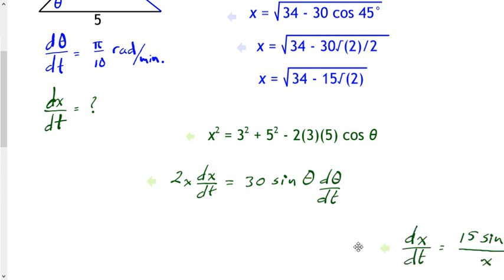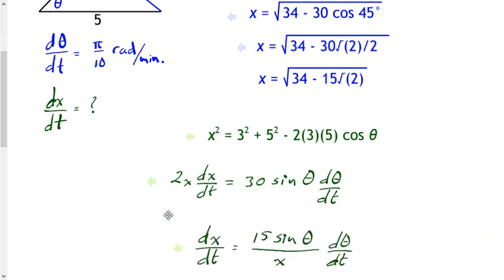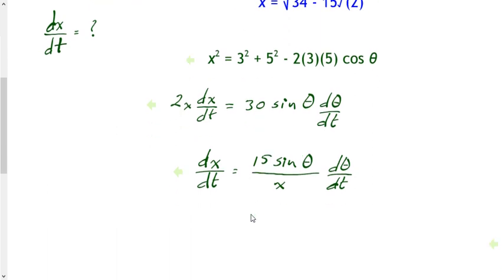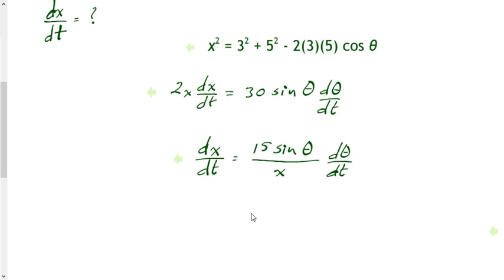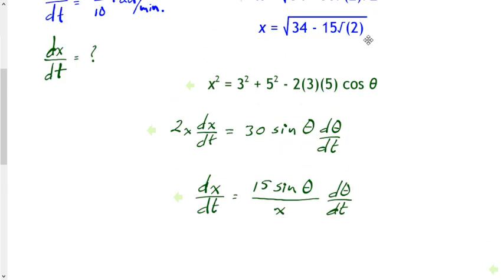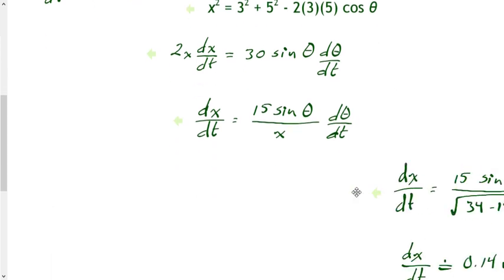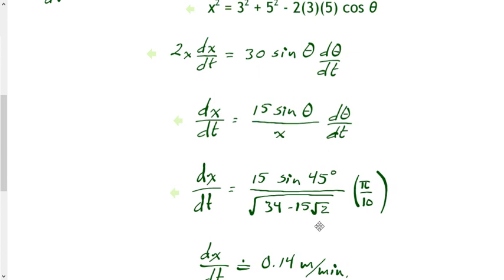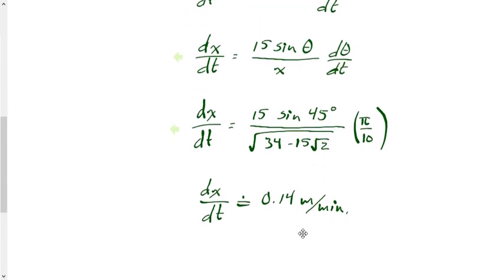So when we divide both sides by 2, this 30 will become a 15, and we'll get an x in the denominator. And we know that our theta value will be 45. Our x value we figured out above, here in blue, square root of 34 minus 15 root 2. So we can substitute those into our equation. Same thing with this d theta dt, which is pi by 10. And when we evaluate, we get 0.14 meters per minute.